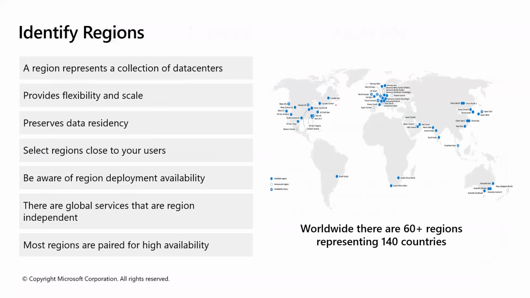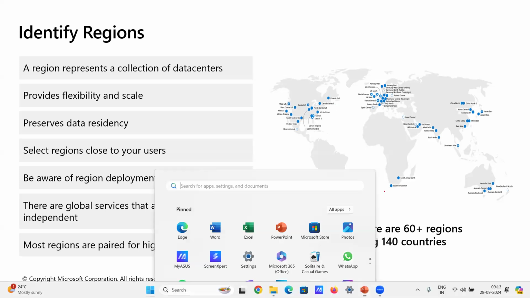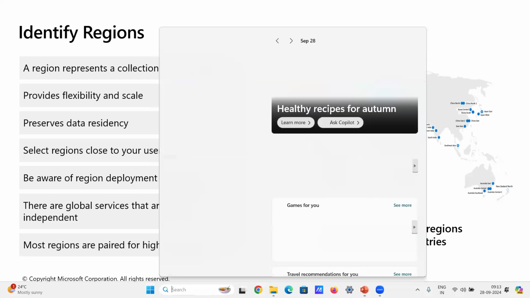So when it comes to regions, see, Microsoft Azure is made up of data centers, correct? A collection of data centers. Now these data centers are organized and made available to end users. That's the concept, right? For example, let's get into the whiteboard.